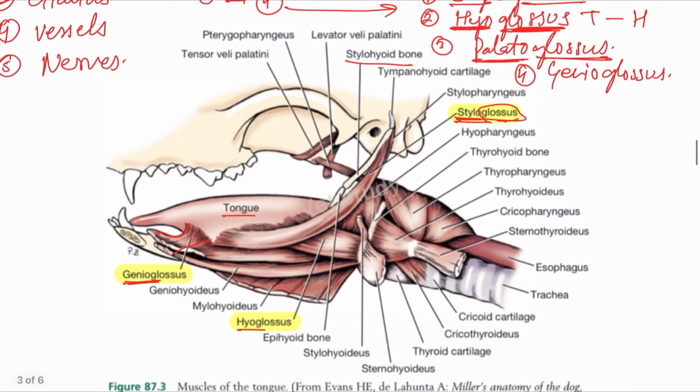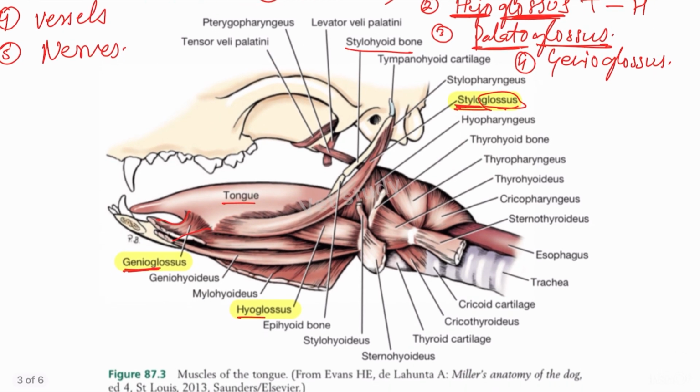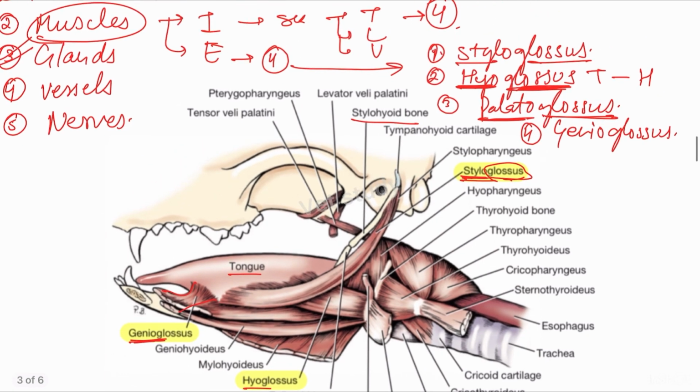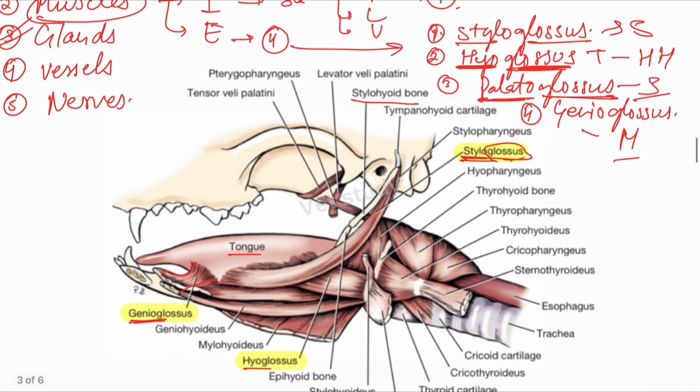Okay, so there are four attachments which I discussed. The first one is the styloid bone. The second one is the hyoid bone. The third one is the soft palate. The fourth one is the mandible. Styloid process, hyoid bone, soft palate, and mandible, and the muscles are the styloglossus, hyoglossus, palatoglossus, genioglossus. Simple. Just remember these things, right?